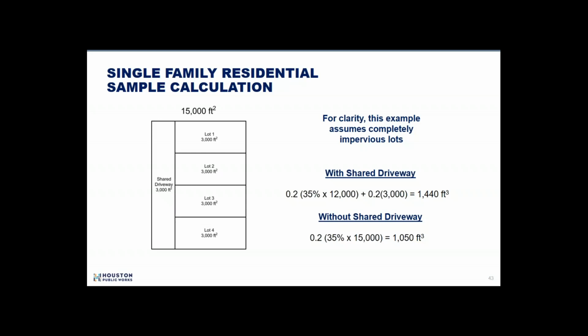So if these were 4 lots, flag lots, or something like that, that all came out onto the street directly, we would only look at it as the second number without a shared driveway, because that's what the policy says. If you're on a single-family residential lot of 15,000 square feet or less, you're allowed this.